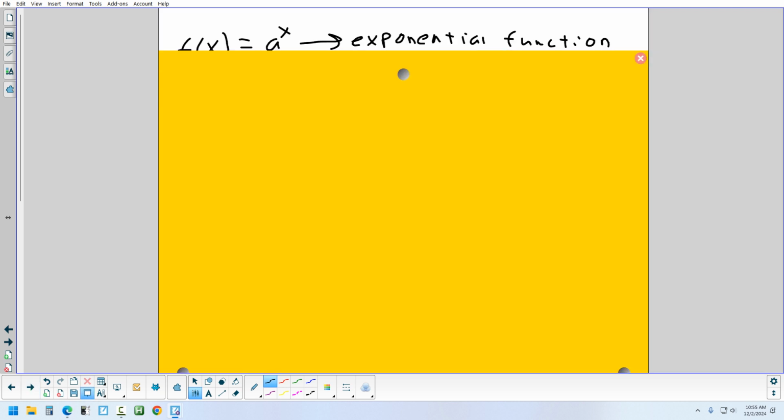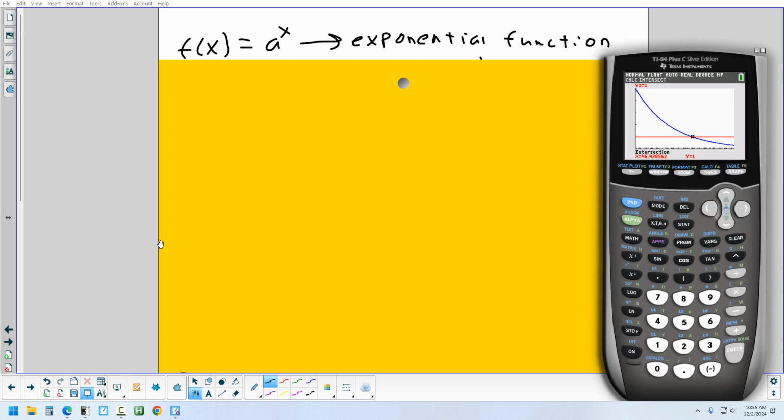All right, let's graph one. And let's take a look at what it looks like. To graph it, I need to pick a number for A. Let's just pick a number, 2. Let's graph 2 to the x, and let's see what it looks like. So take 2 raised to the x.